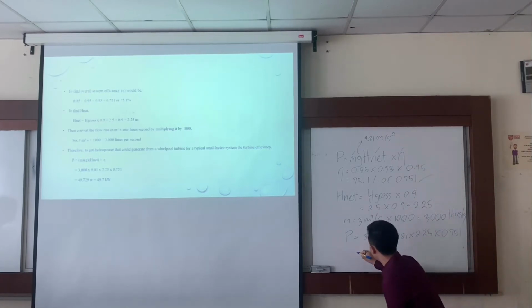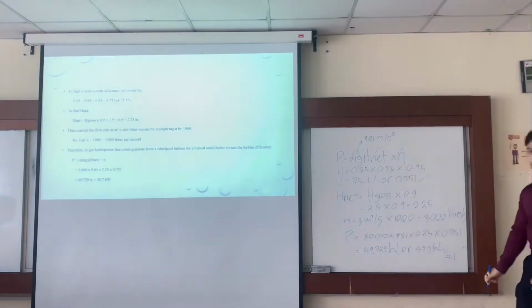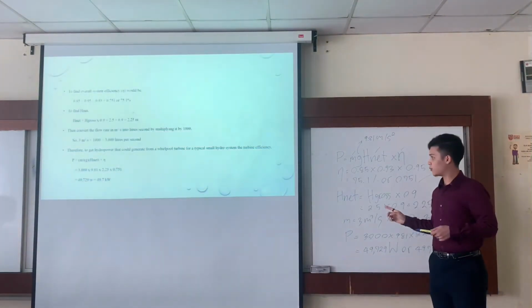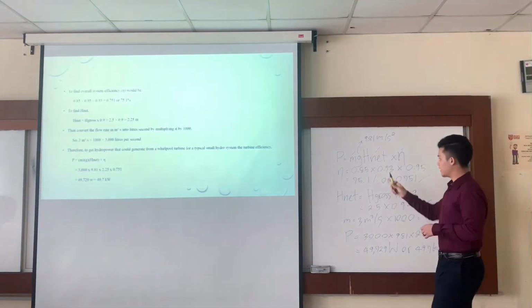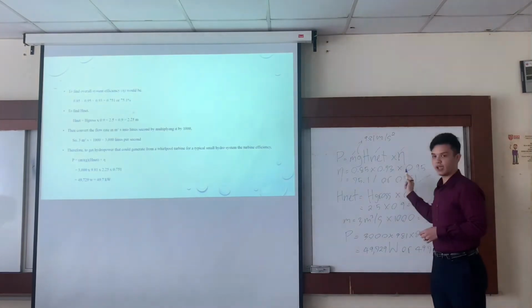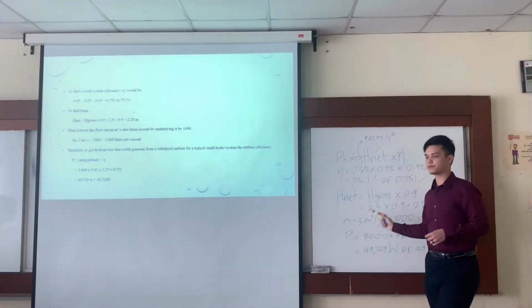So when you multiply, you will get around 49,729 watts or 49.7 kilowatts. This is the hydropower that the whirlpool turbine can generate from this percentage and from this H net.